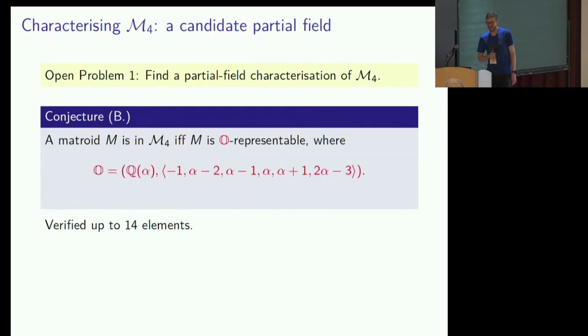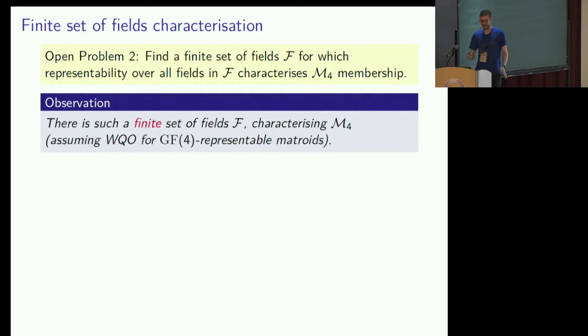Okay, so that's the first half of my talk. So if you've tuned out, feel free to tune back in again, because I'm going to talk about this other characterization, this second one I mentioned: finding a finite set of fields, a finite set F, such that if you're representable over each field in F, then you're a member of this class M4. So the first thing that you can observe is that there is such a finite set of fields.